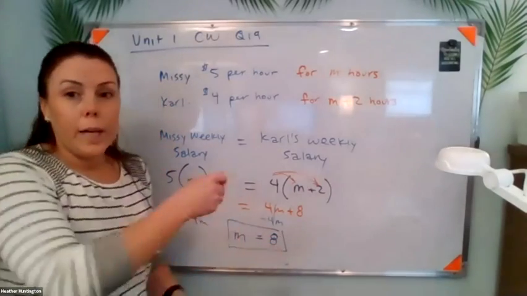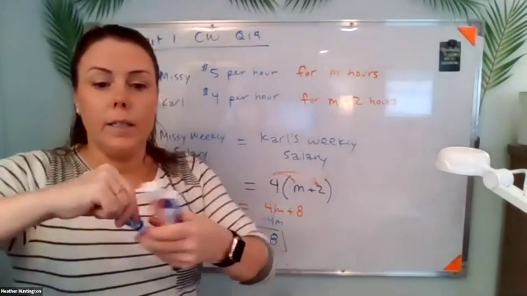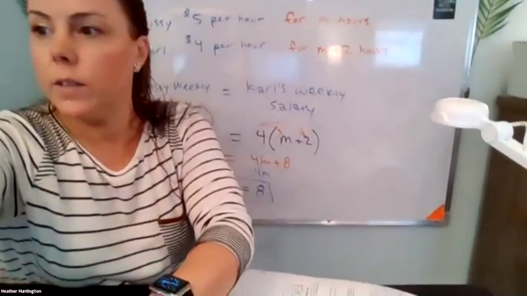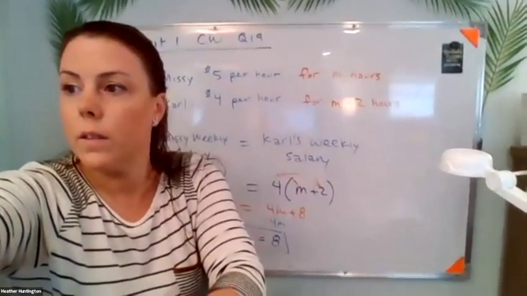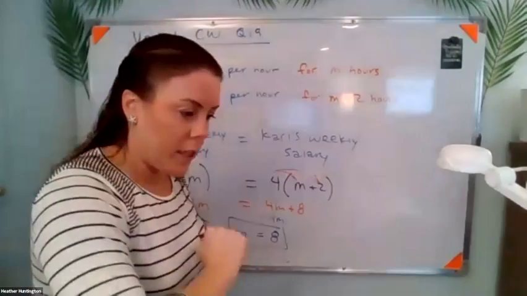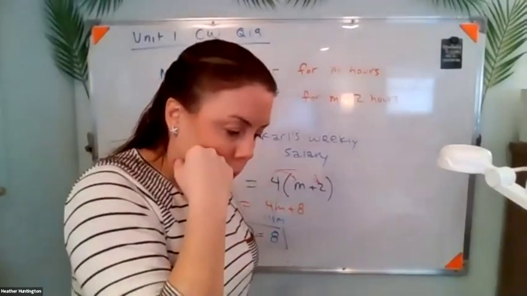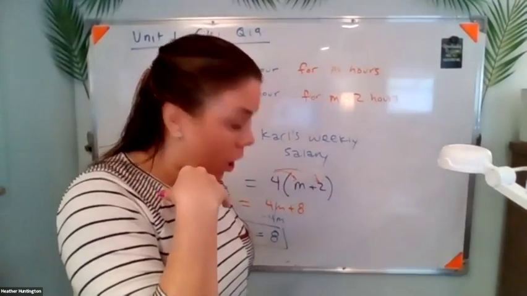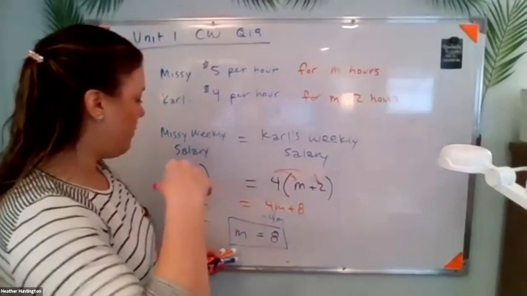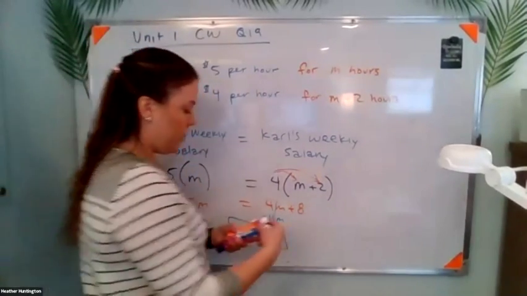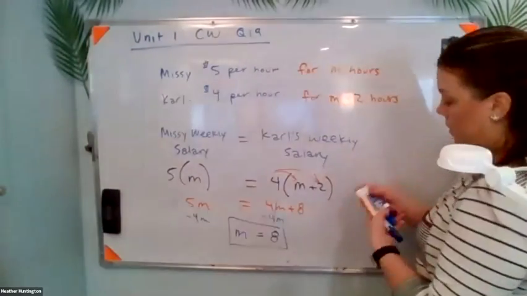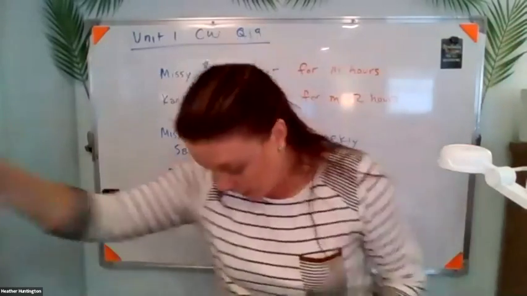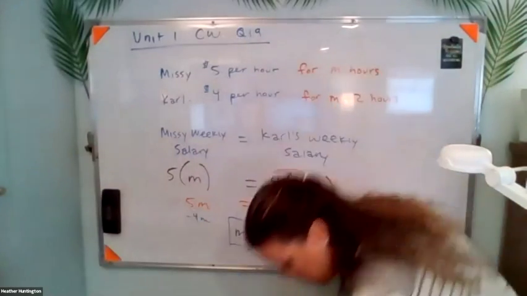Okay, always go back to the question at hand and ask yourself if you've answered the question at hand. Now I go back to just the last sentence: how many hours a week does Carl work? Well, what did I find? I found the number of hours Missy works. So no, I did not answer the question that was being asked.